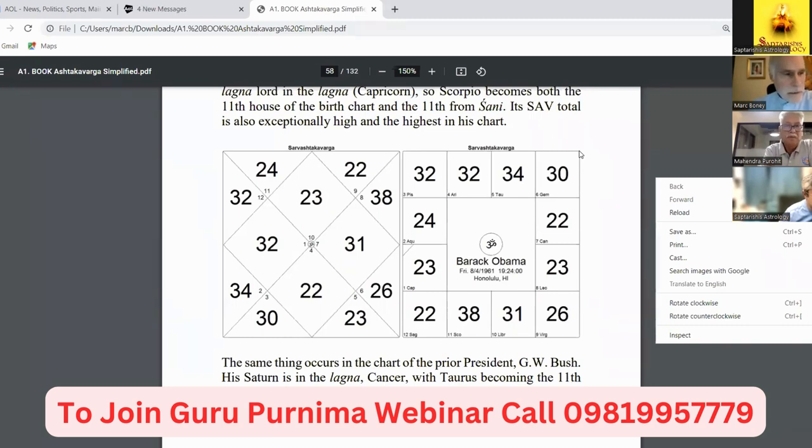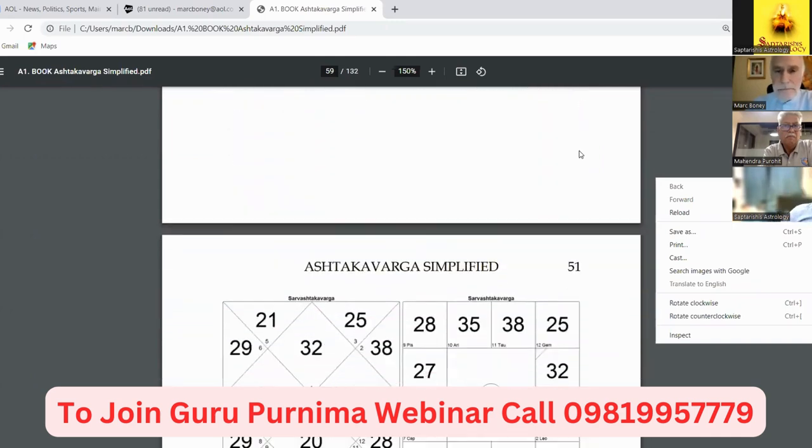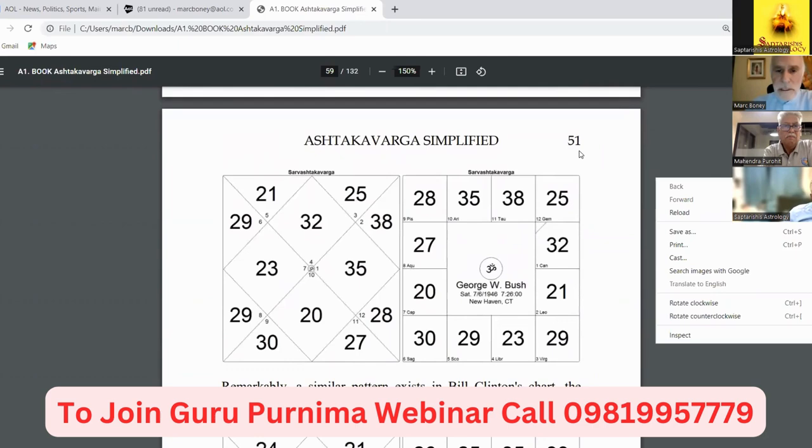Of course, I was using all kinds of techniques and predictive tools within Jyotish to make that prediction. But the fact that both from his birth lagna and also the position of his Saturn, which is in Capricorn, you can see that the 11th house from there becomes really significantly high, 38 points. So this is one of the ways in which we use this.